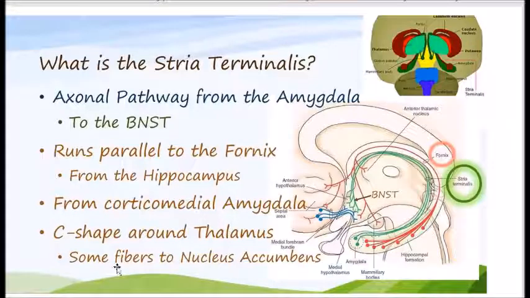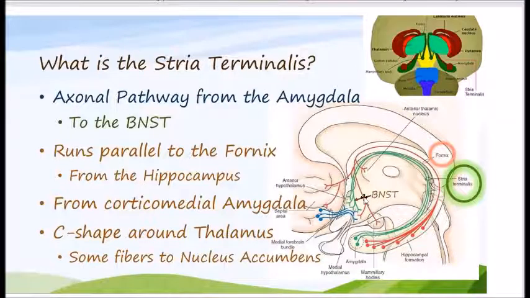Now, what is the stria terminalis? I have not mentioned that before. Well, it's an output pathway from the amygdala, and we can see here in green, it actually runs parallel to the fornix, right below it, not part of the fornix, but running parallel to it. But it comes along and it terminates here in the bed nucleus of the stria terminalis. And it does send a few fibers to the nucleus accumbens.